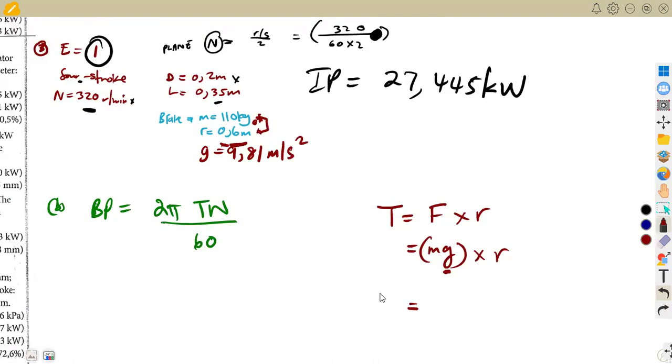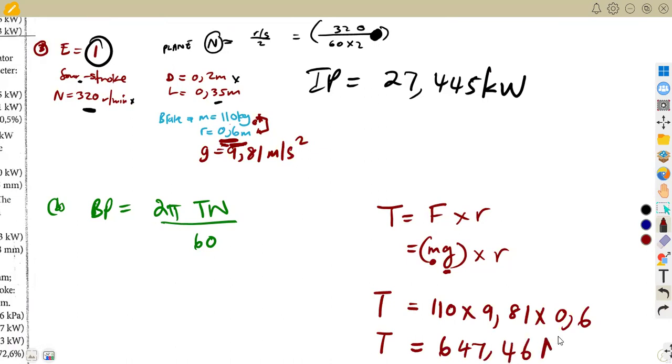So we have the mass. Therefore, our torque is going to be the load mass of 110 kilograms times the gravitational acceleration of 9,81 times the radius of the drum in meters. We are given that. By multiplying this, we obtain our torque as 647,46 Newton meters.